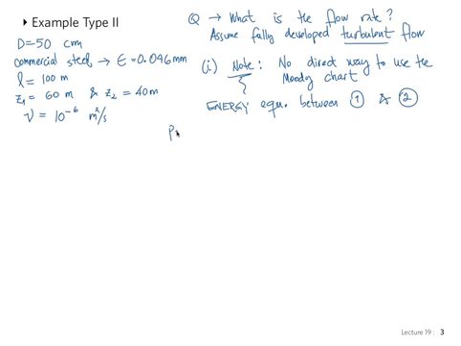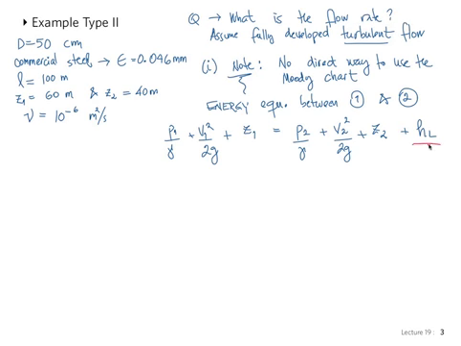And so we have P1 over gamma plus V1 squared over 2g, plus Z1 equals P2 over gamma plus V2 squared over 2g plus Z2, in the head loss form of the energy equation. There are no pumps or turbines in the system, and so we just have the head loss. And this is what we want to determine.